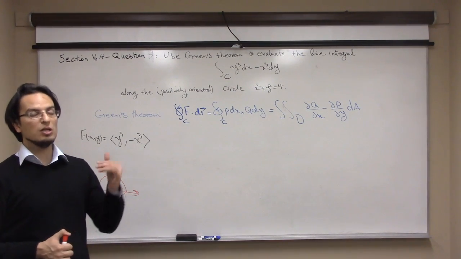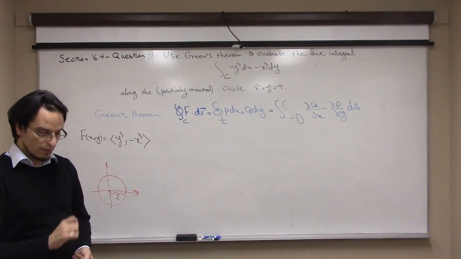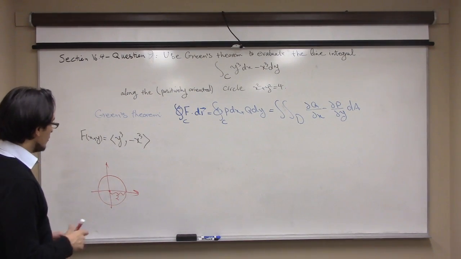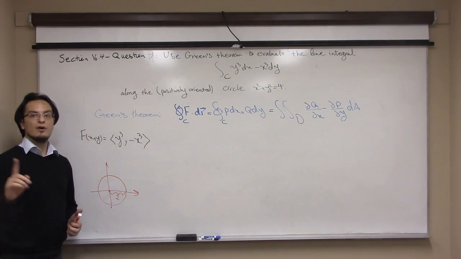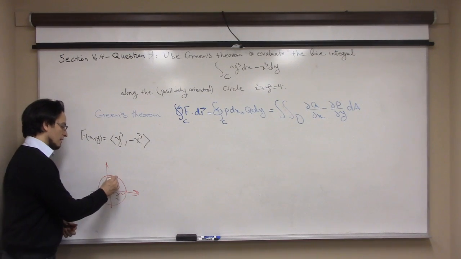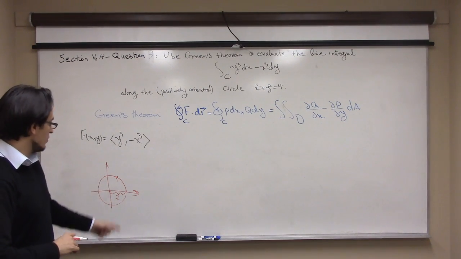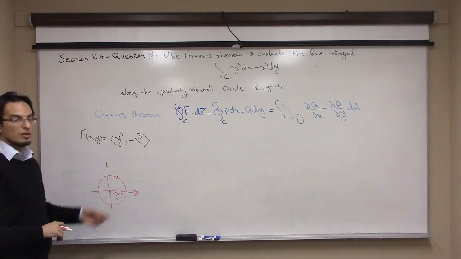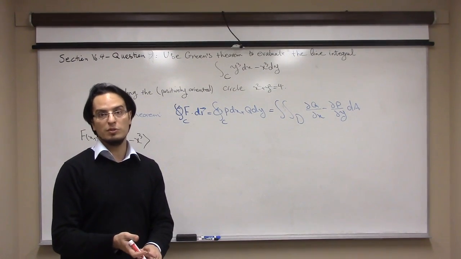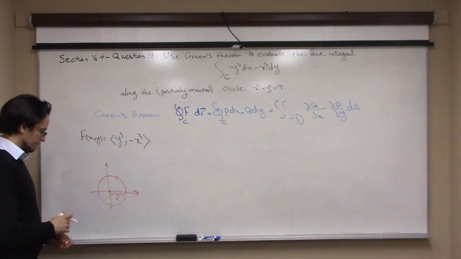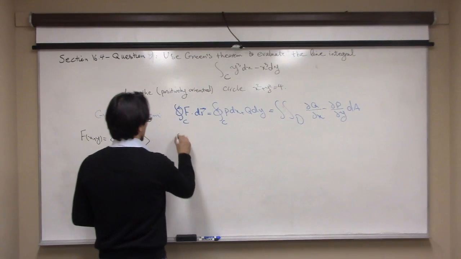So the circle is a closed curve. It is simple because it doesn't intersect itself, but we have to orient it positively. The positive orientation of a circle is counterclockwise. So the circle oriented counterclockwise is a closed, simple, positively oriented curve. Okay, that's great. Now we have everything and we're ready to go.